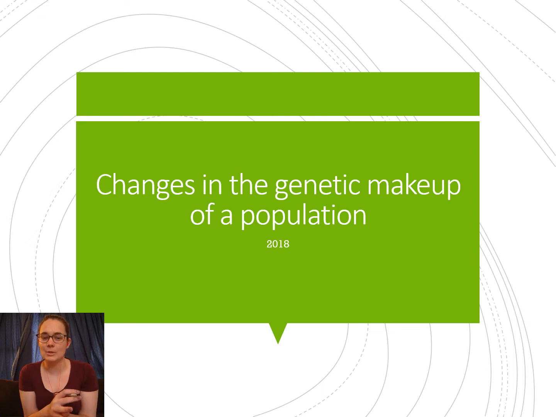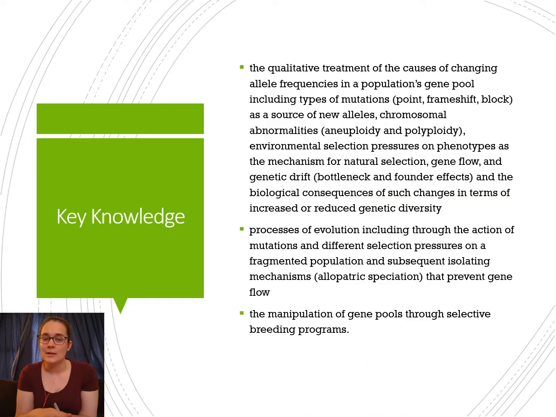Today we're going to be talking about the changes in the genetic makeup of a population. So this is Unit 4, Area of Study 1. It is the first dot point set out by the study design. There are 3 key knowledge dot points that you need to know for this particular unit.